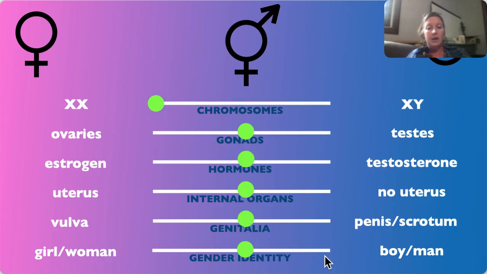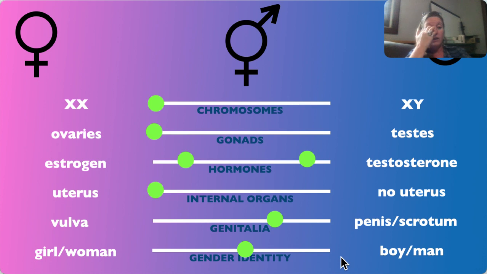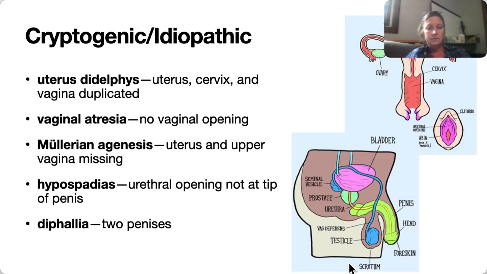So here we can be XX or XY. If we're XX and we have ovaries and we're producing estrogen, but we're also producing a lot of testosterone, we have a uterus, but also perhaps some more masculinized version of the genitals. And the identity for this individual might be girl, woman. But these sliders can be in different places for each individual.